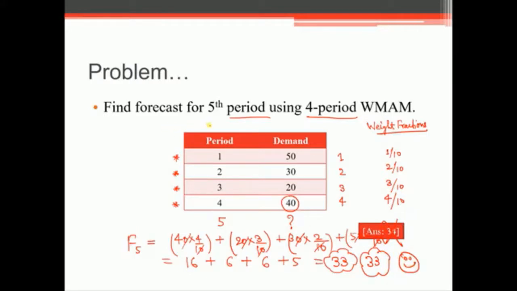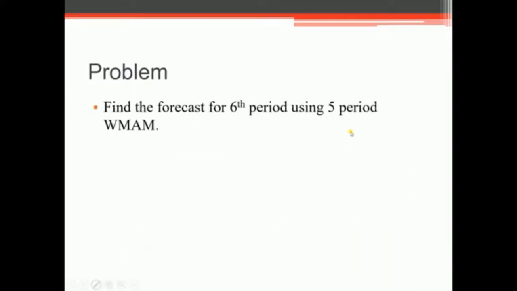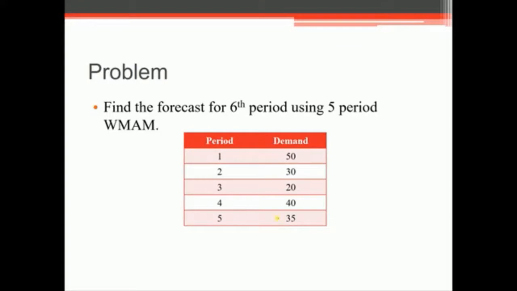So here basically what you have to do is, you have to give some weights and then go for it just like the previous method. Find the forecast for the sixth period using 5 period weighted moving average method. So let's solve this once again. Here we are interested to solve for the sixth period, so give the same weights again. Here we have to solve for the 5 period weighted moving average method. So let me give 1, 2, 3, 4, 5.